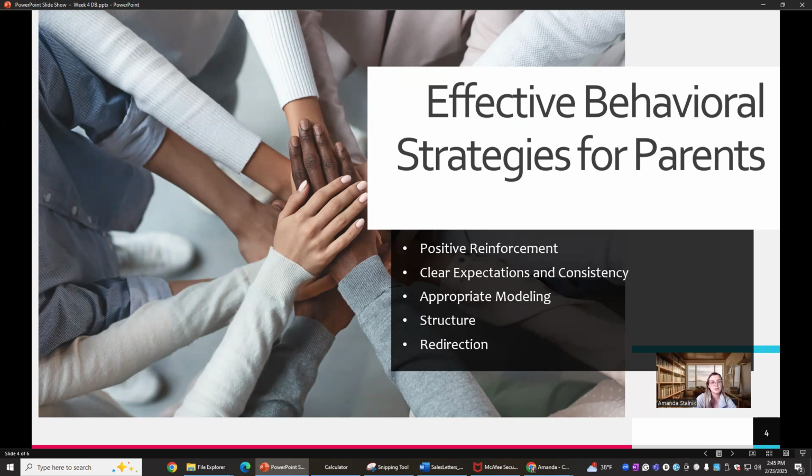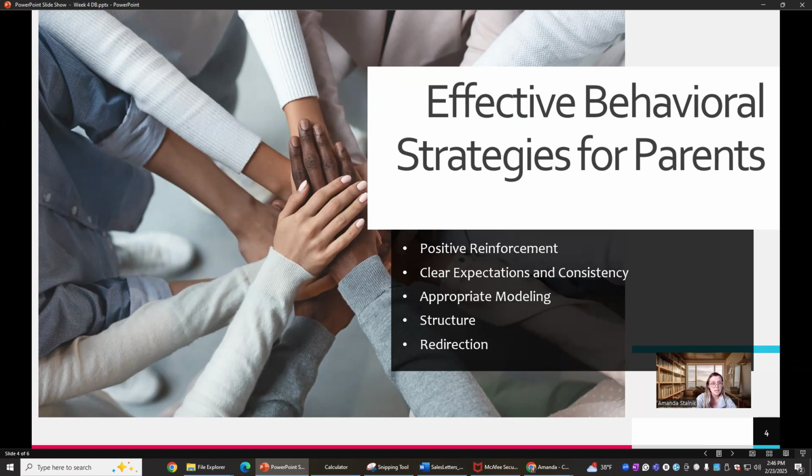Children learn a lot through observation, especially in their early years. This means that parents need to set a good example by modeling the behaviors they want to see in their children. Finally, using structured routines and schedules is an essential strategy for managing behavioral disorders, especially for children with ADHD and ASD.